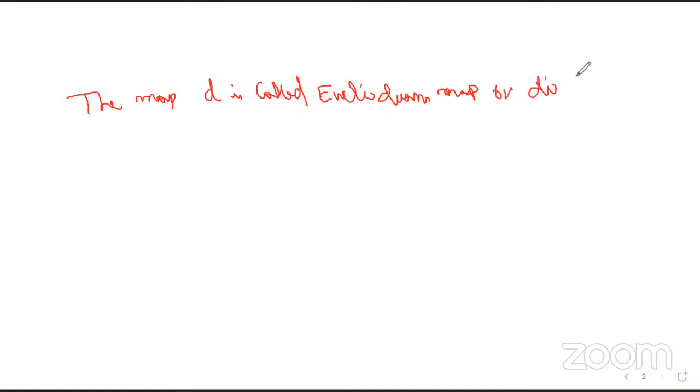The map D is called Euclidean map, also called the Euclidean dimension function.